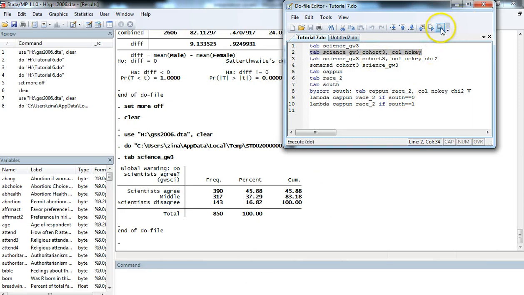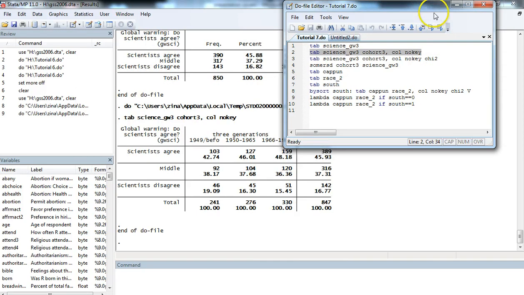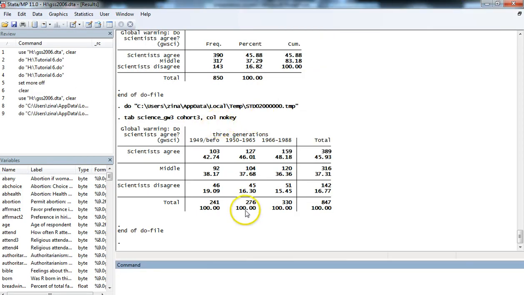Let us run the command tab science_gw3 cohort3, colum nokey. If we look at the column percentages in the scientists agree row, according to the hypothesis, as we move along this row from older to younger, the percentage of respondents thinking that scientists agree should increase. And this is what's happening. So we see that the percentages increase from 42.74% among the oldest cohort to 46.01% among the middle generation to 48.18% for the youngest age group. So something is going on there.